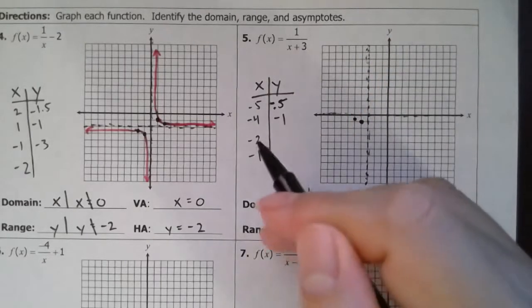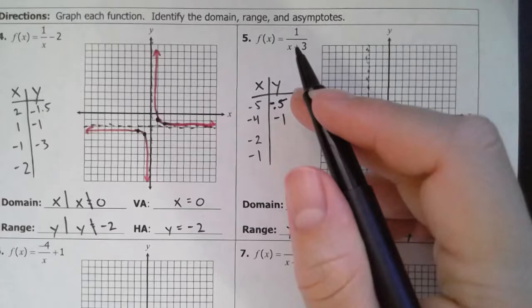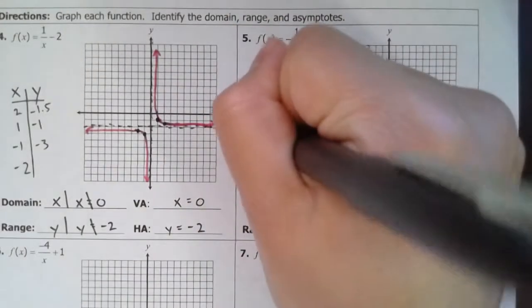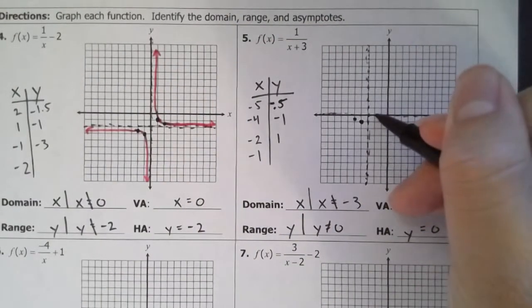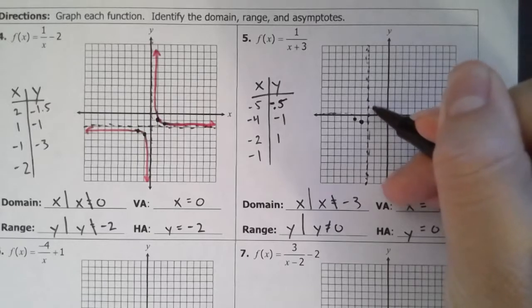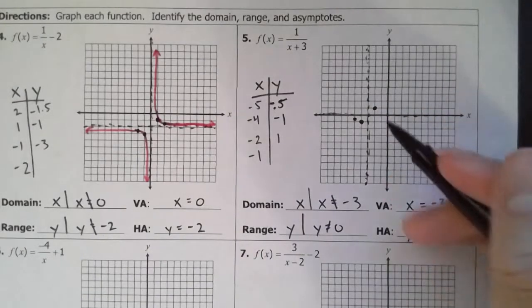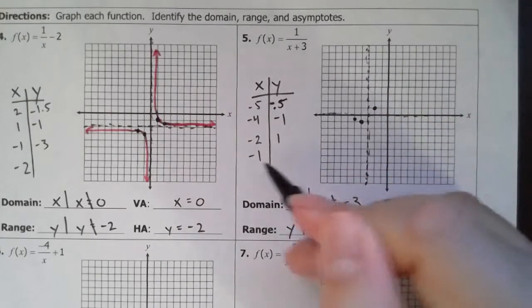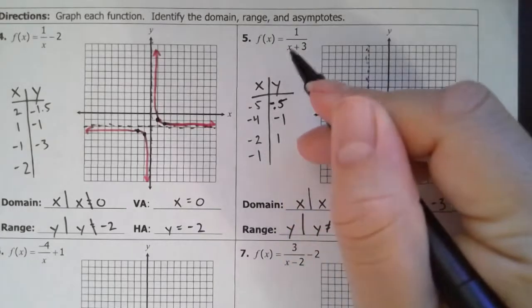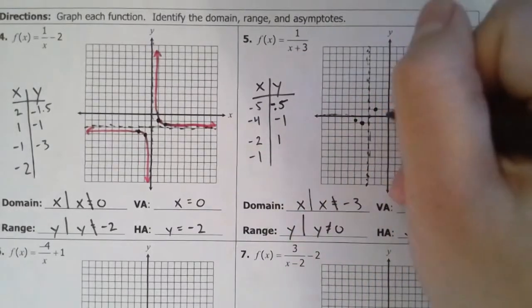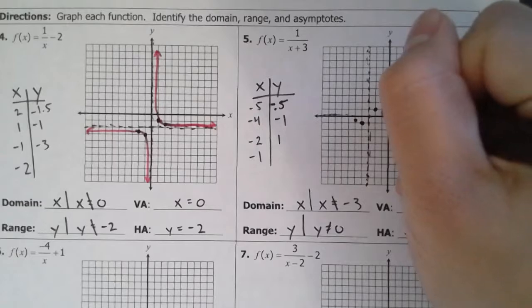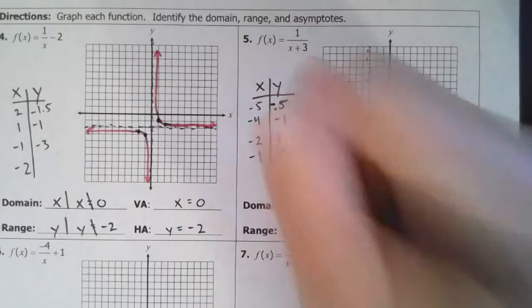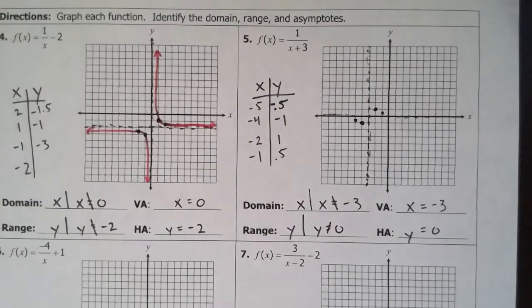At negative 2, I get 1 over positive 1, which is just 1. So at x equal to negative 2, I have a point there, positive 1. And then when I plug in negative 1 here, I get positive 1/2. So at x equal to negative 1, I have 0.5. That's the positive one.